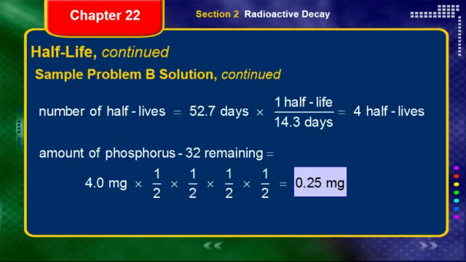You can simplify this by writing 4.0 milligrams multiplied by 1/8. That's completely acceptable. I wanted to write this out so you make the connection between the number of half-lives, and a half-life is, in fact, half of the total amount of the isotope. So our final answer is going to be reported with 2 significant figures because we see 4.0 milligrams is 2 significant figures. We have 0.25 milligrams will remain after 57.2 days.